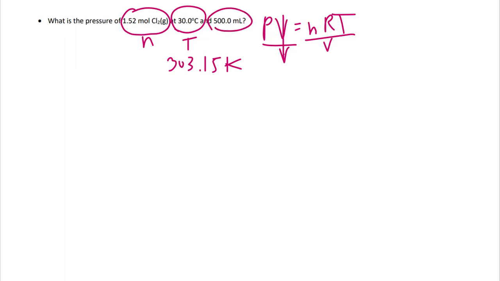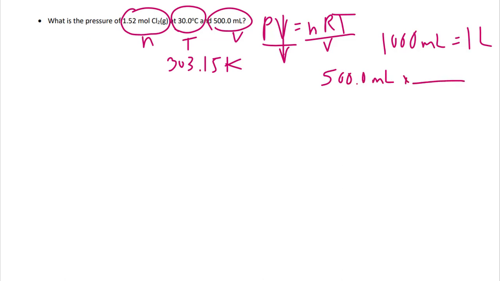And then we have 500.0 milliliters. Now, that's a volume, but remember, my R constant has volume in liters. So let's convert that to liters. Do you remember that 1,000 milliliters are in 1 liter? So I would take 500 milliliters. And remember, I need to have milliliters on the bottom to cancel out. So I would have my 1,000 down there and 1 liter on top. So this would be 0.5 liters. It's kind of sloppy, sorry.